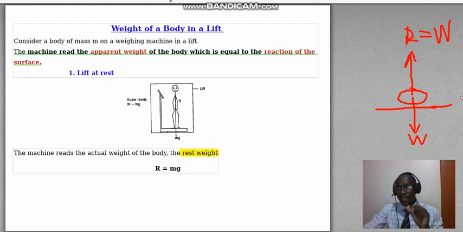So what will be the reading on that given machine? You find that the reaction is equal to the actual weight, and we have already said that the reading will be the reaction by the surface. So the weighing machine for this given situation is going to read the actual weight of that given person.